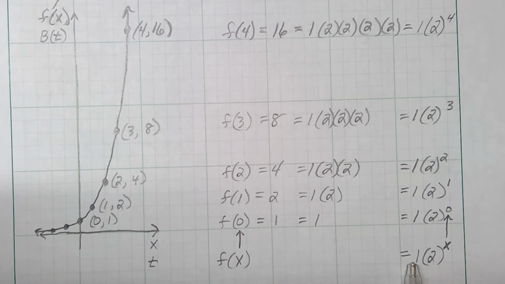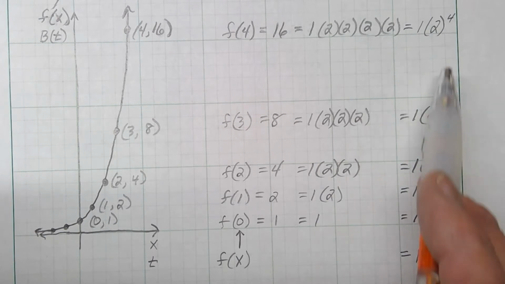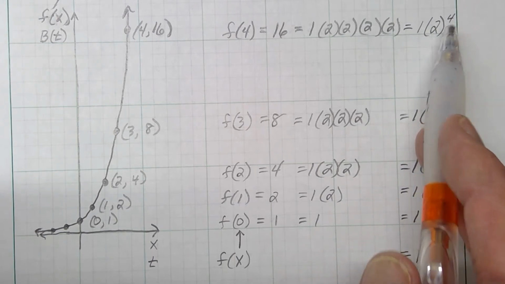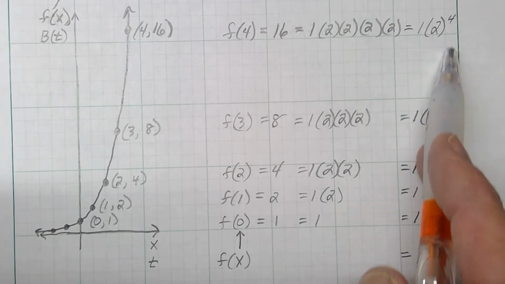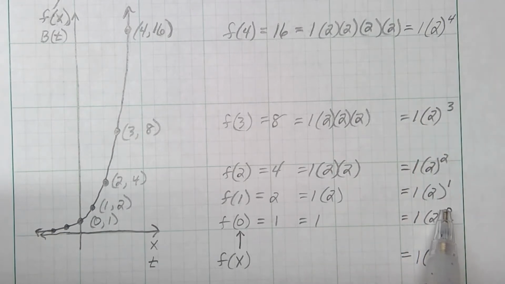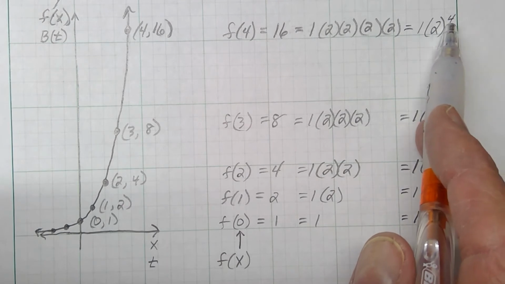So the 1 is the same no matter what x is, and the 2 is the same no matter what x is. But look at the exponent. The exponent changes from 4 to 3 to 2 to 1 to 0. We're saying the exponent varies. That's why we call it a variable. Our variable is the exponent.